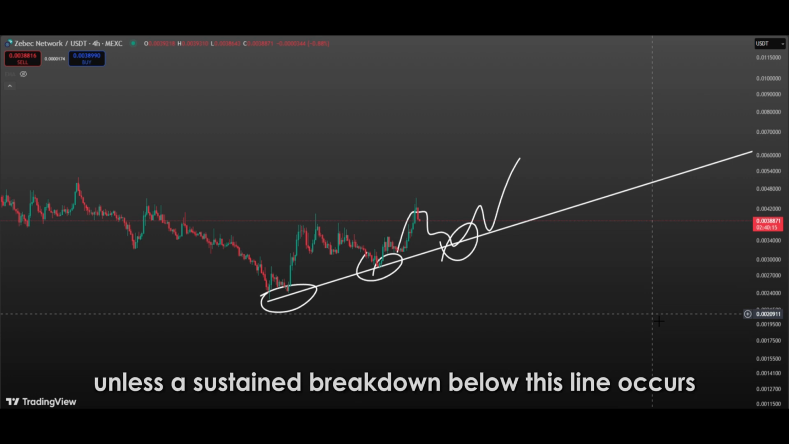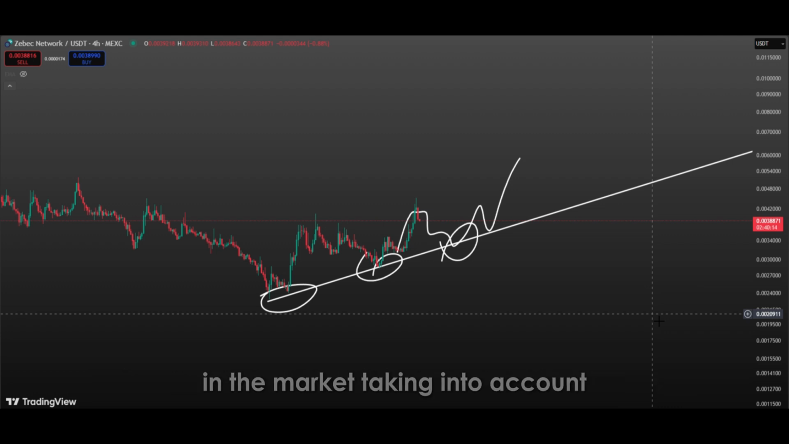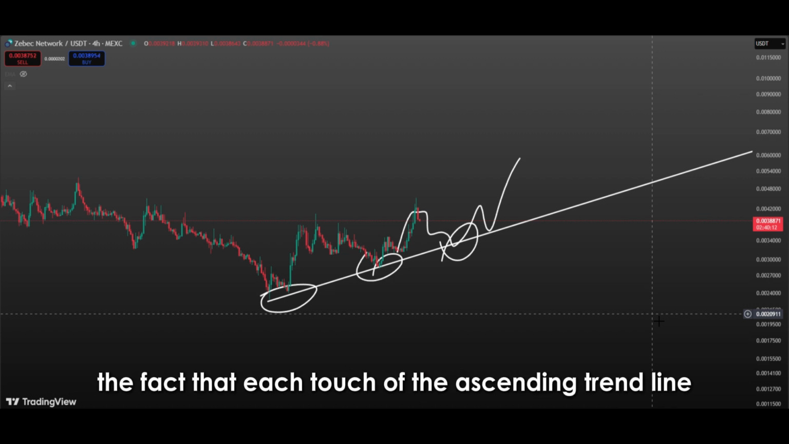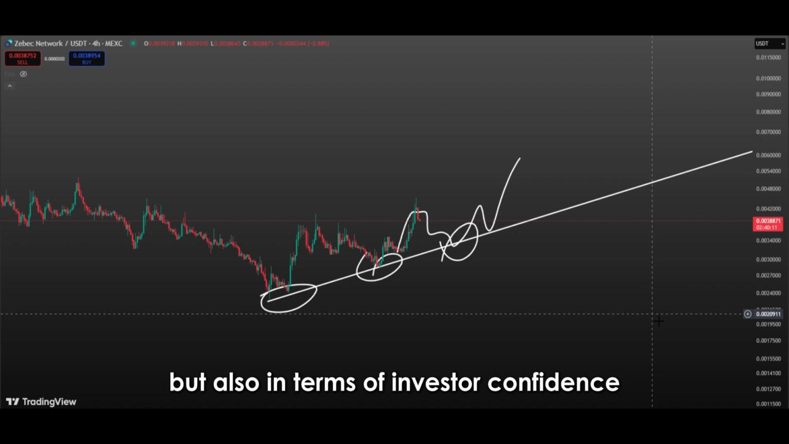At the same time, unless a sustained breakdown below this line occurs, it's difficult to argue that there is any structural deterioration in the market. Taking into account all of these structural and psychological elements, the fact that each touch of the ascending trend line leads to a new upward movement is highly positive not only technically, but also in terms of investor confidence.